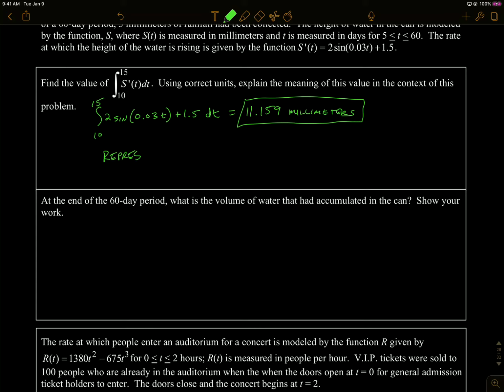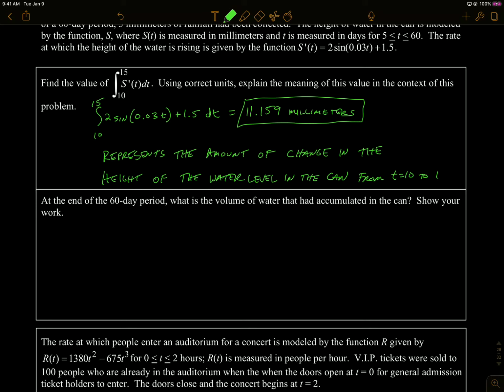So this represents the amount of change, you could say increase, but be careful when it decreases. The amount of change, I'll just say, in the height of the water over that time period in the can from t equals 10 to t equals 15 days.